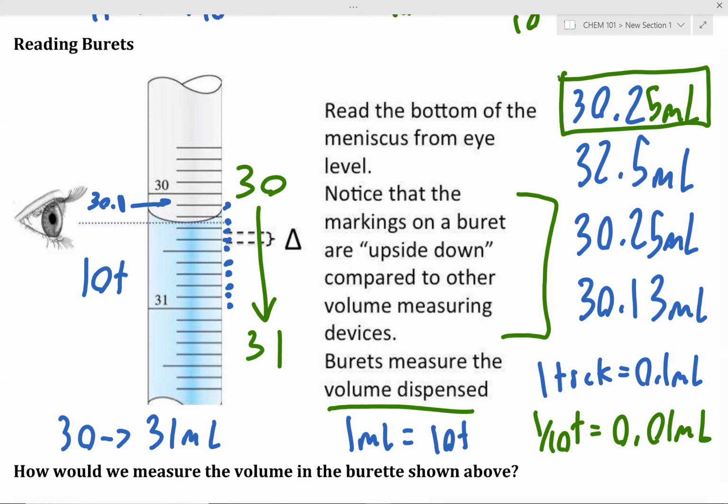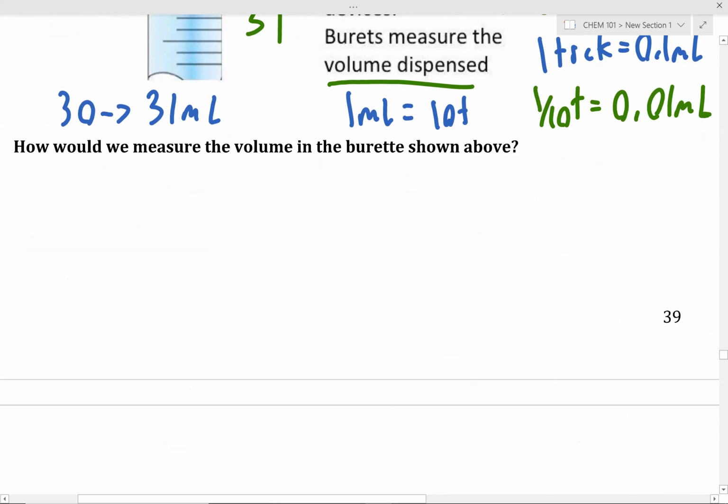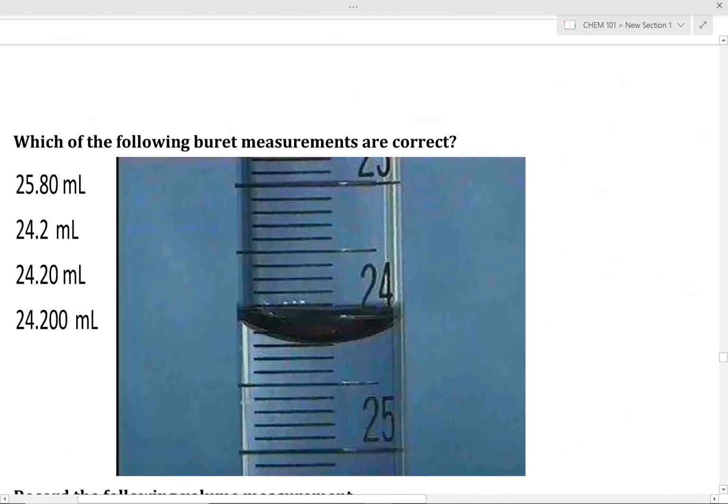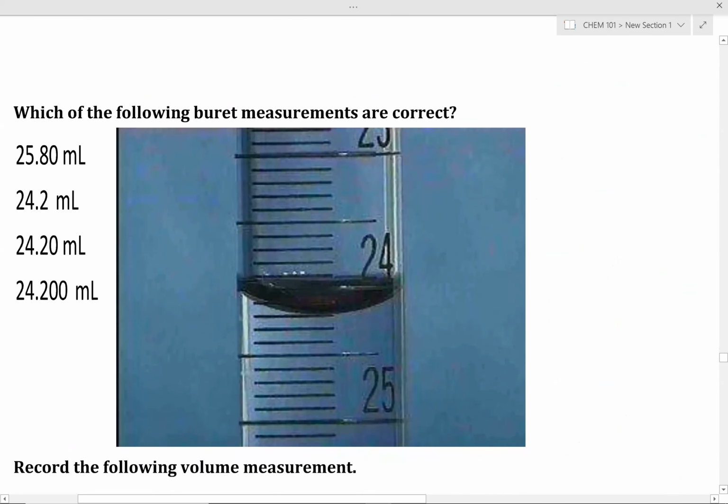Okay. So with that out of the way, let's now take a look, and I'd like you to tell me from this picture, which is something you'll see when you perform a titration, which of the following burette measurements are correct. So take about 2 to 3 minutes, and please be careful, not all burettes have the same tick mark distribution.